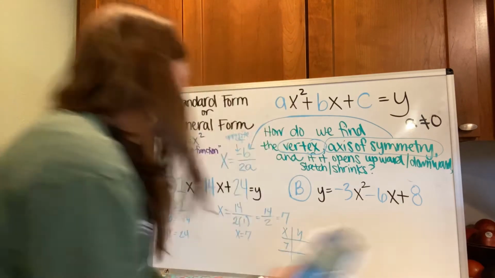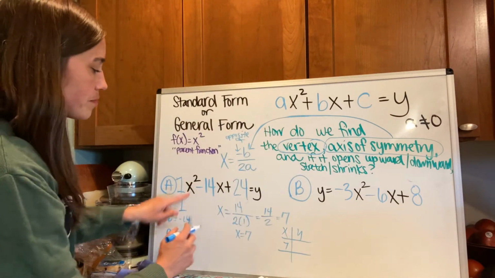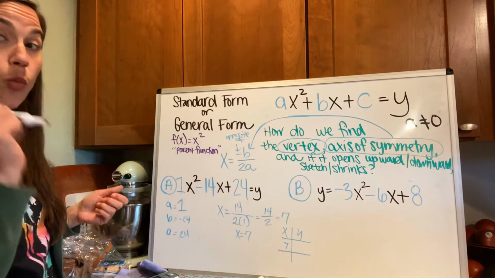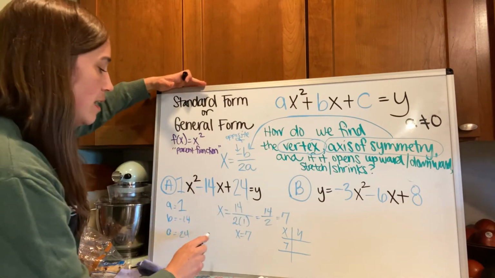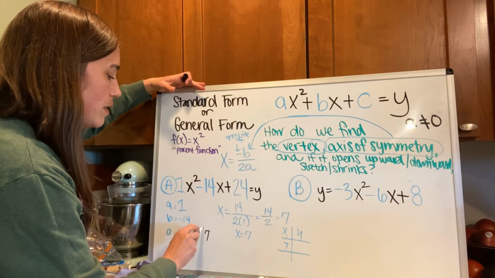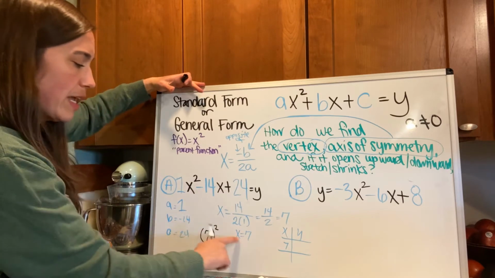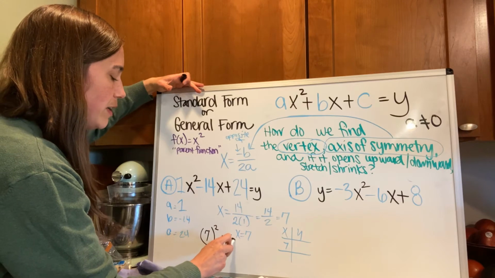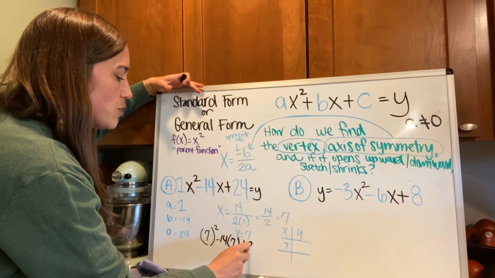Now, if I was going to do this one, I'm going to set it up. So I'm going to write in a different color just so you can see. Now we're finding the y value for that vertex. I would do this, 7 squared, because my x value is 7. I'm going to do minus 14 times 7, and then I'm going to add 24.